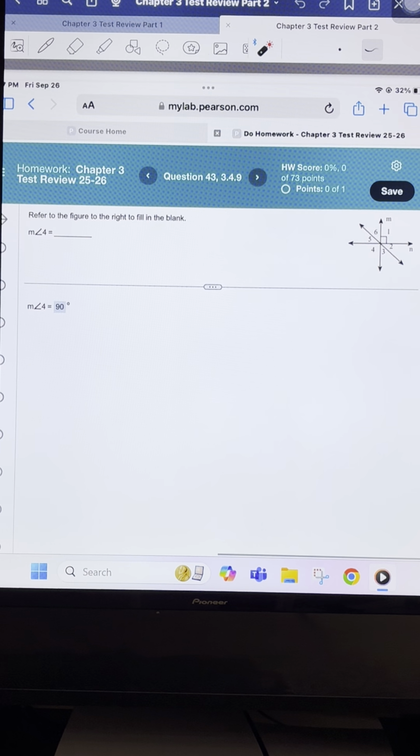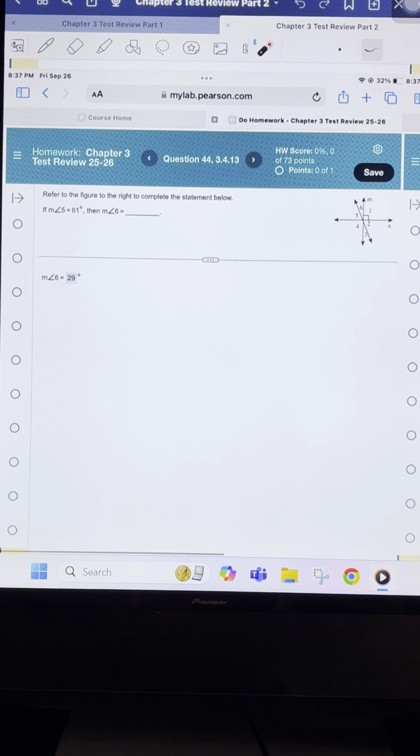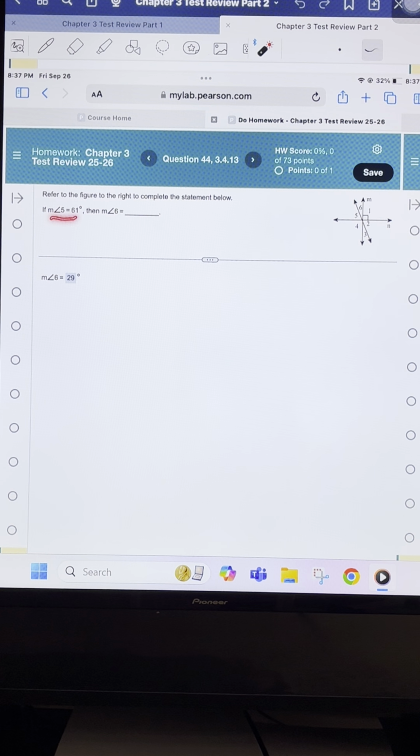Well, if angle 1 is 90, what is angle 4? It's also 90 because 1 and 4 are vertical angles. So the answer is 90. Okay?